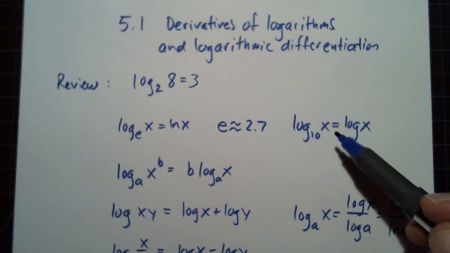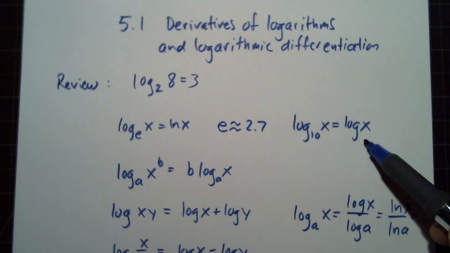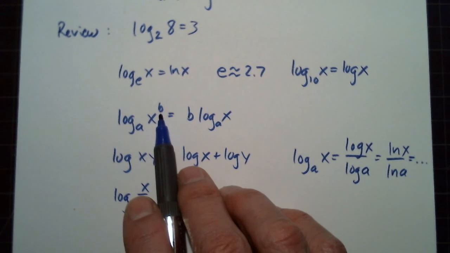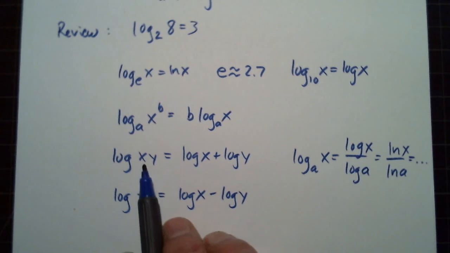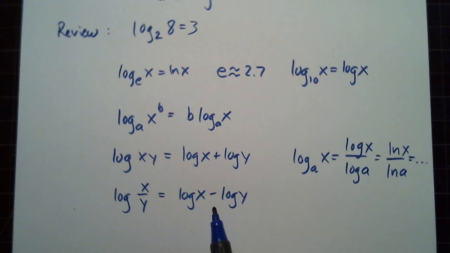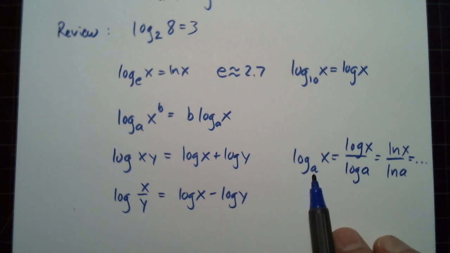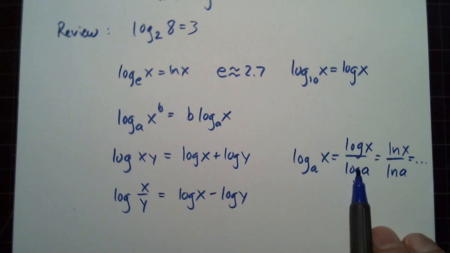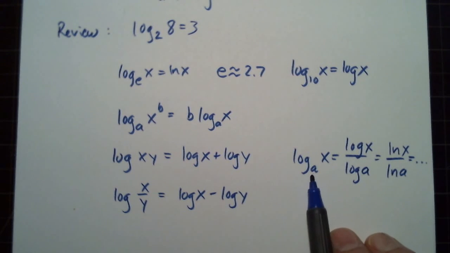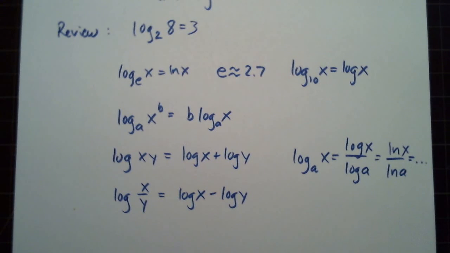E is approximately 2.7. Log base 10 of x is the same as log of x, so it's written either way. And then we have these properties. An exponent can be written as a coefficient. If we have the log of a product, it's the sum of the logs. And the log of a quotient is the difference of the logs. This is the change of base formula. So if we have base A, we can change it into base 10. This would be base 10. This is base e. And with calculus, if we have something like this, we're going to rewrite it with base e, natural log, so that we can do the derivative of it.